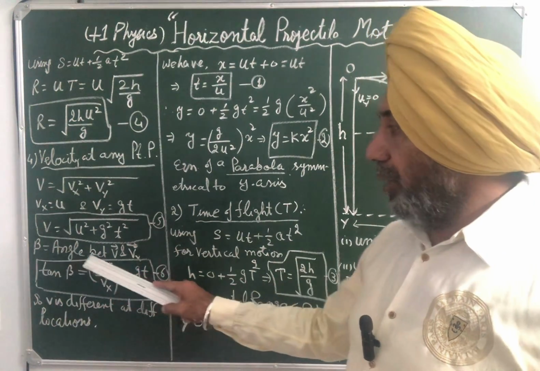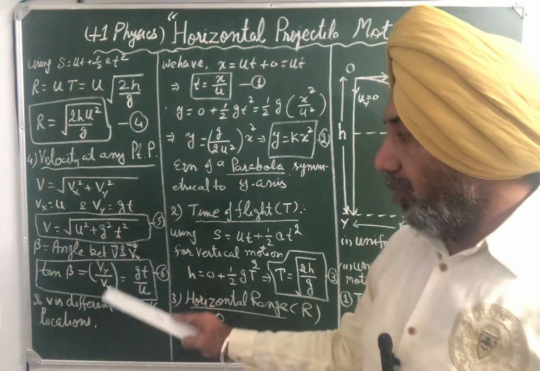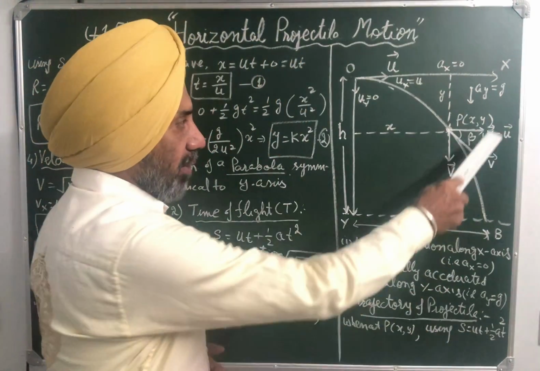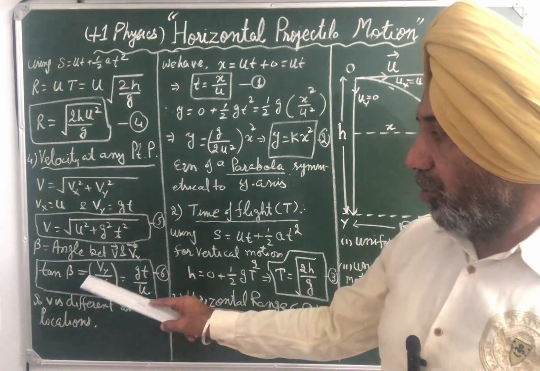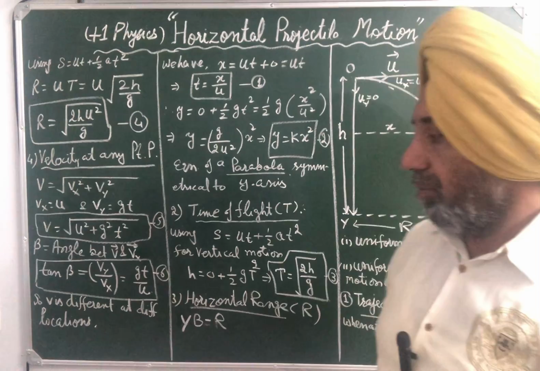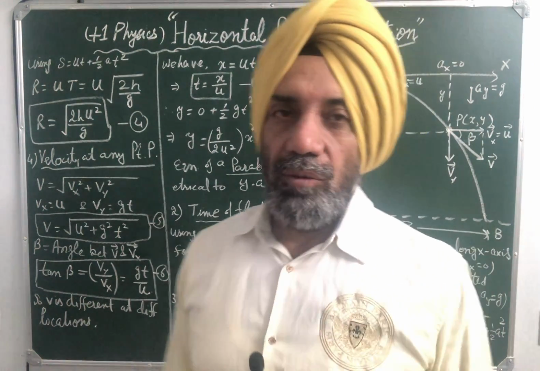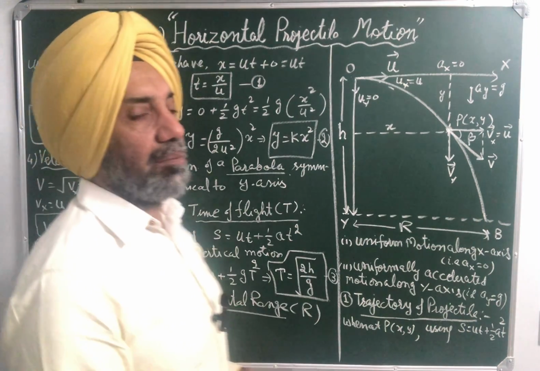Beta is the angle between the resultant velocity and the horizontal direction, and tan beta will be equal to the vertical component over the horizontal component, Vy upon Vx, by perpendicular over base. So Vy upon Vx, or gt upon u. Again, knowing u and t, we can find the direction of the velocity. This shows that the velocity of the projectile will be different at different times.